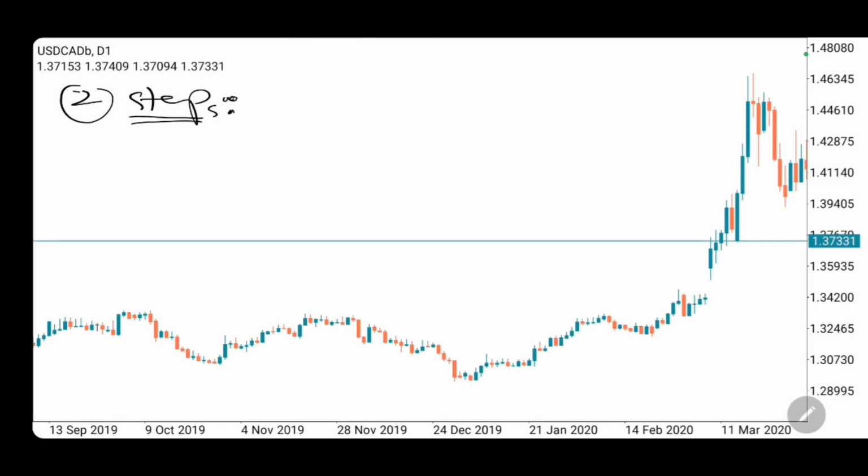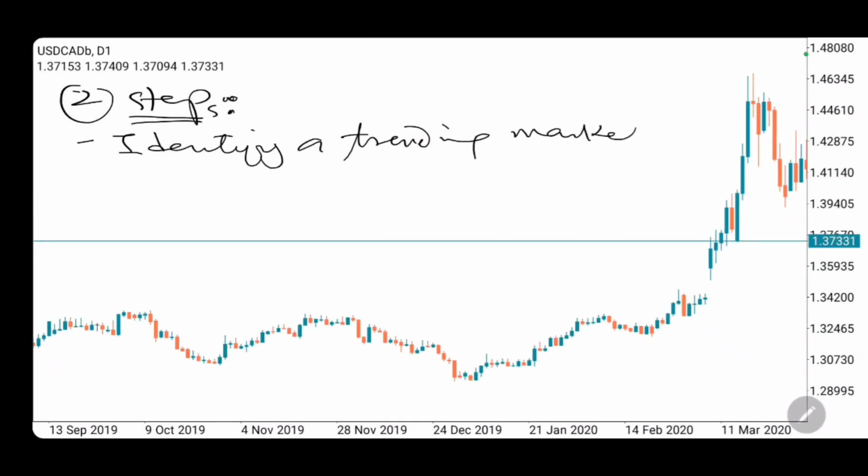The steps of trading this strategy. The second method of trading, about the steps involved. The first thing you need to do is to identify a trending market. What I mean by a trending market is a market that is either bullish or bearish. We already know as a forex trader that the best trades occur in a trending market. The worst trades occur during a consolidation, or a range. So you need to identify a trending market.